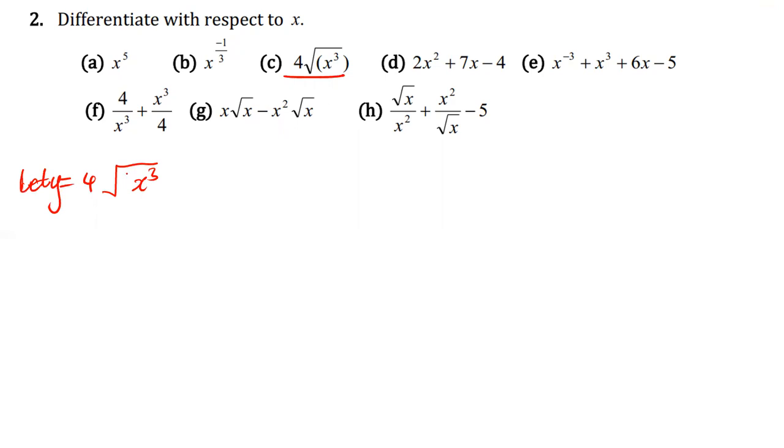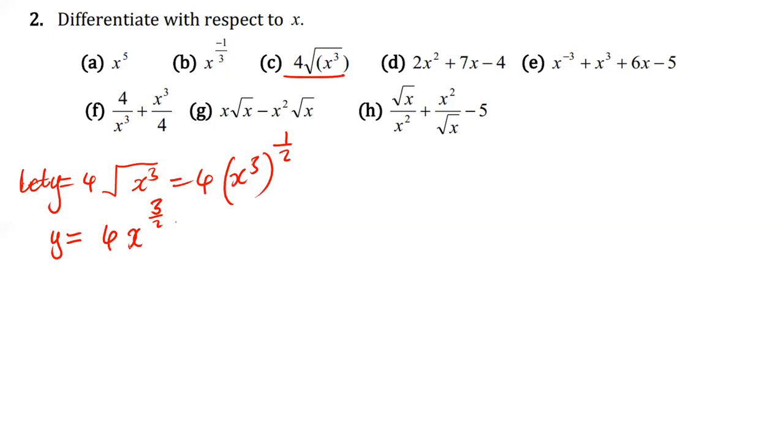We say let y be equal to that. How do we simplify this? This can also be written as 4, then x to the power 3 in brackets, then the square root. The square root of anything is just the same as that thing raised to the power 1 over 2. So we can multiply the 3 and 1 over 2. We'll get 4 x to the power 3 times 1 over 2, which is 3 over 2.